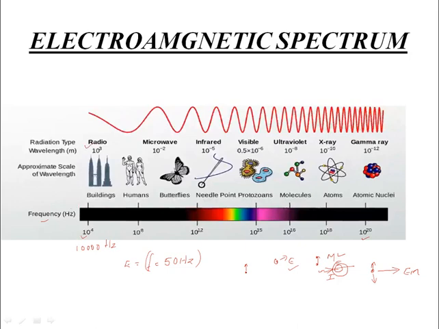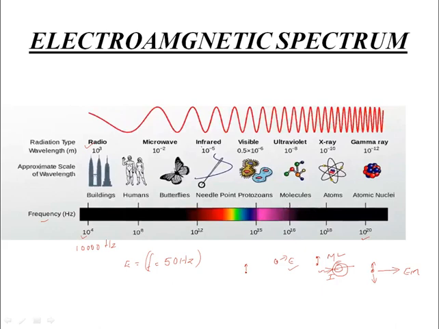the radio waves are there, which are of comparatively lower frequency but higher wavelength. The wavelength is on the scale of the sizes of buildings, the height of a building. Scale length is what is mentioned. Then microwave is in the range of humans and butterflies. So these correspond to microwave, which is used in cooking.